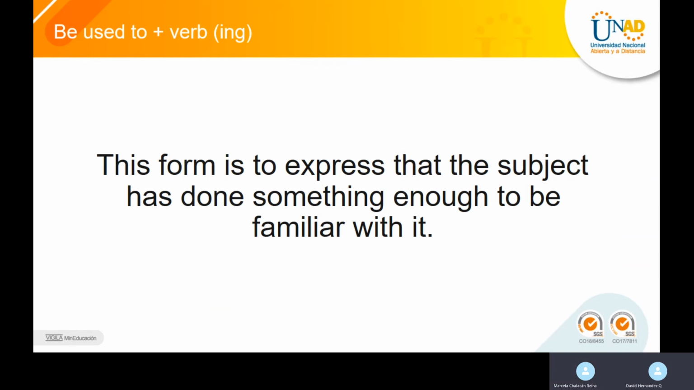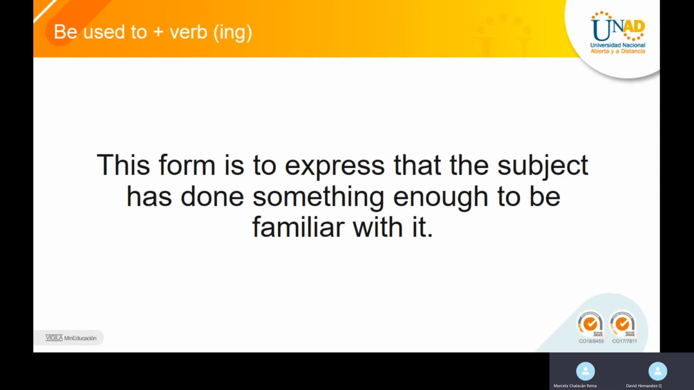For example, you and I are students of the University UNAD, right? So we are used to studying online. We are used to getting on a web page, opening it with username and password, and reading documents and making a workshop or doing homework based on what the teachers leave for us in a virtual environment. So we are used to studying online.